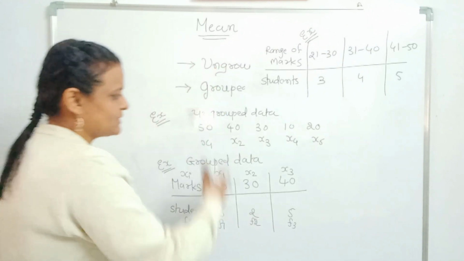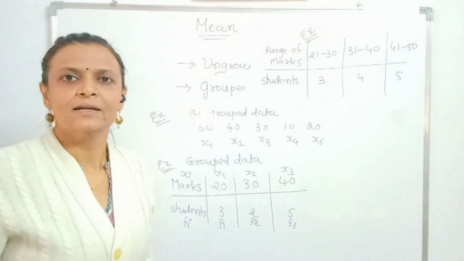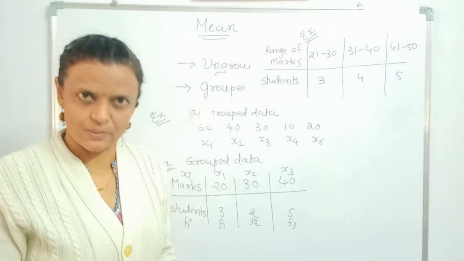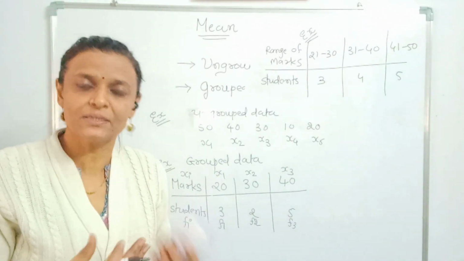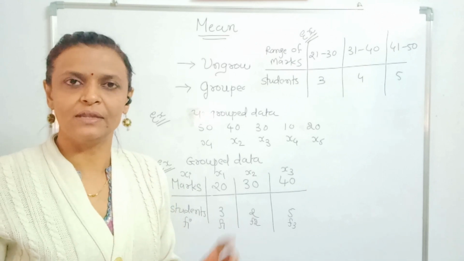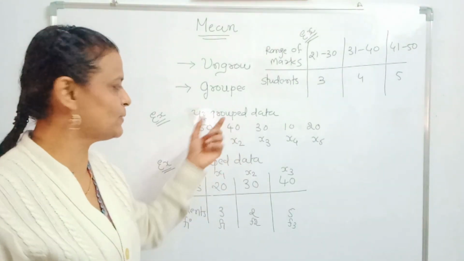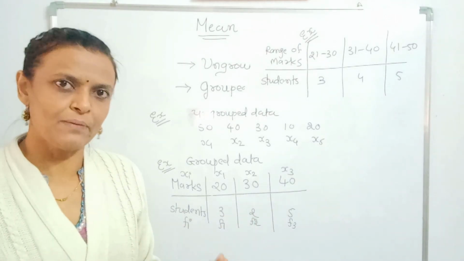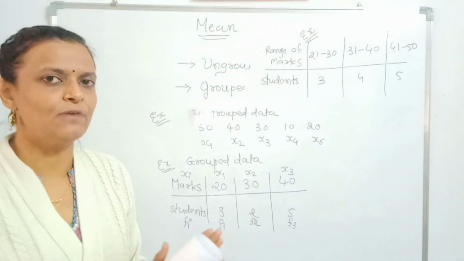So in all these types of data, the method to solve the example is different. Suppose you find out the mean of the ungrouped and grouped data, the methods are different. Basics will remain the same, just the mathematical formula will be different.